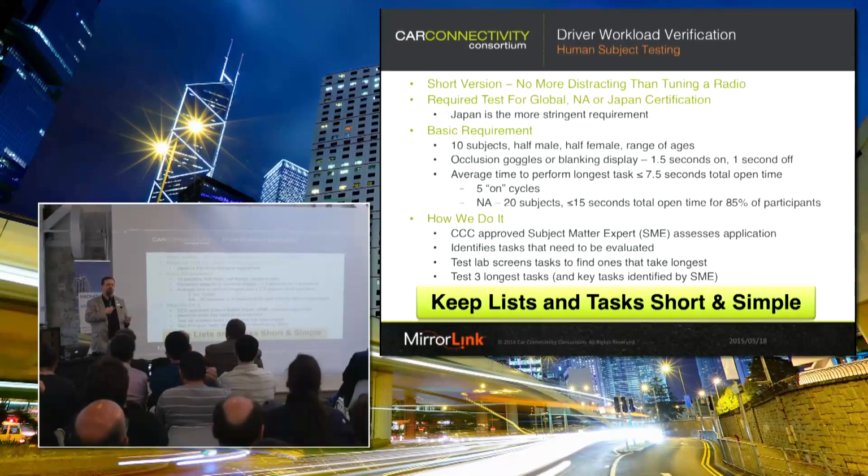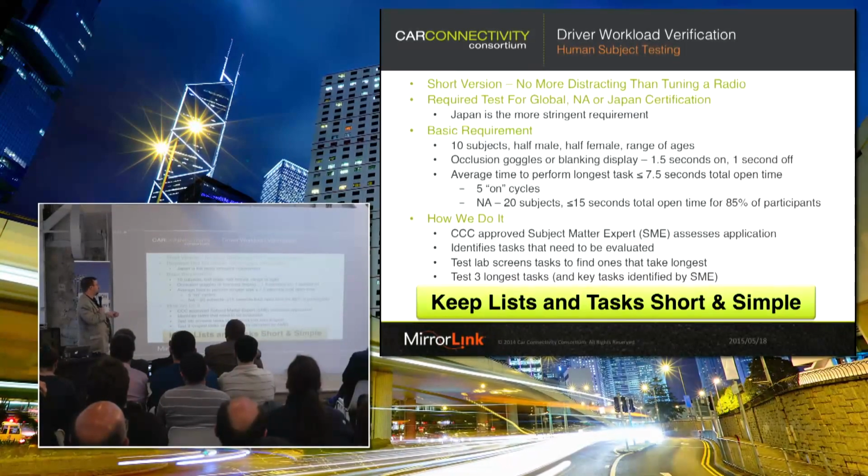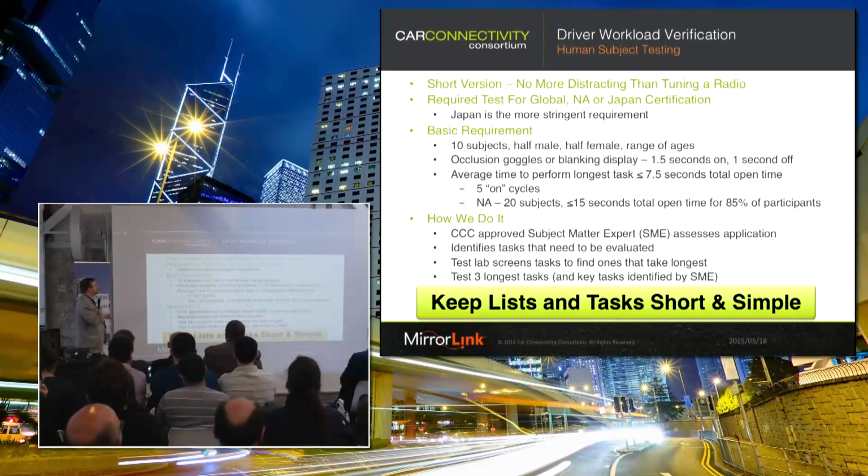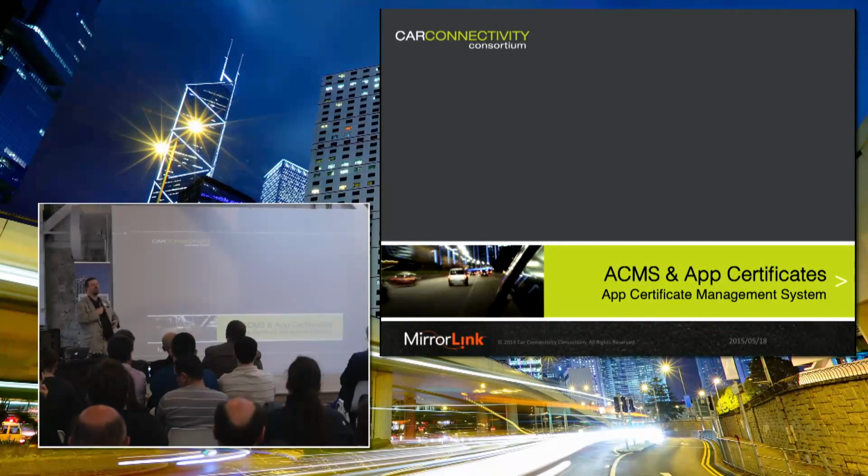The Japan requirement's much tighter, but you have to do this if you want to get Japan certified or North American certified. The basic rule of thumb is keep your lists short and your tasks short, and it's not a problem. Don't try and do text entry while driving. That's kind of hard to do if you're trying to hit the North American or Japan guidelines. So there you go. Those are the app certification requirements.